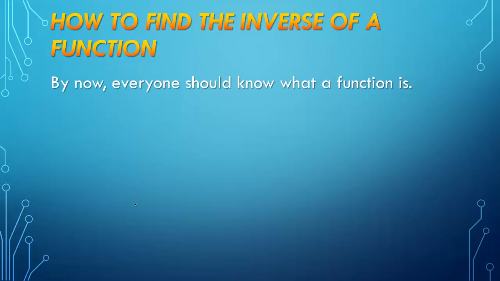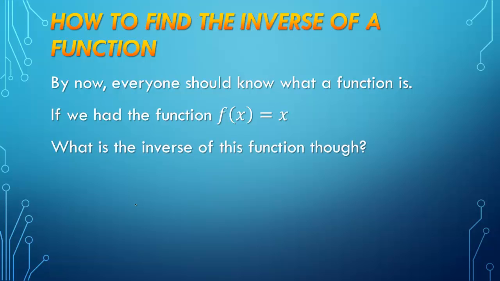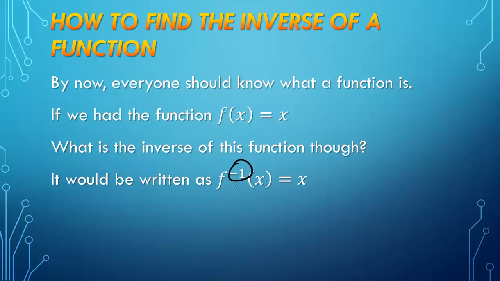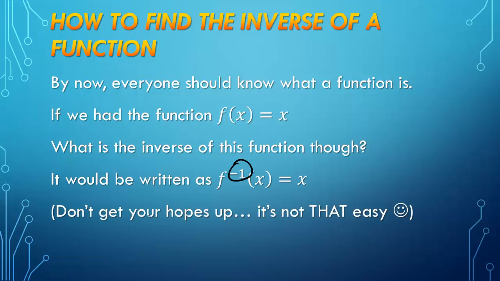By now you should all know exactly what a function is. So let's say we had the function f of x equals x. The inverse would be written as, you see this symbol here? This means it's the inverse. So the inverse of the function f of x equals x, in this case, that one is true. So they're basically the same in this case, and that would be the one and only case. So don't get your hopes up. It is not that easy. It is pretty easy, not that easy though.